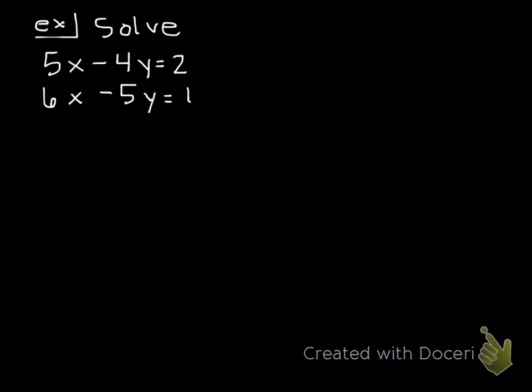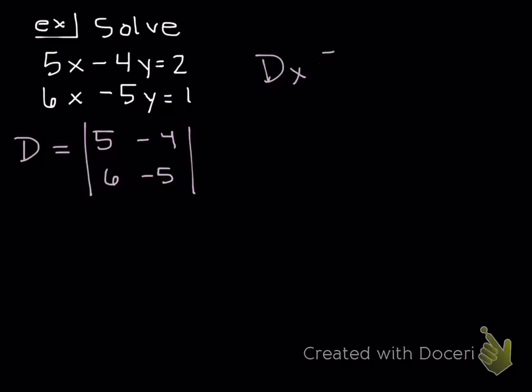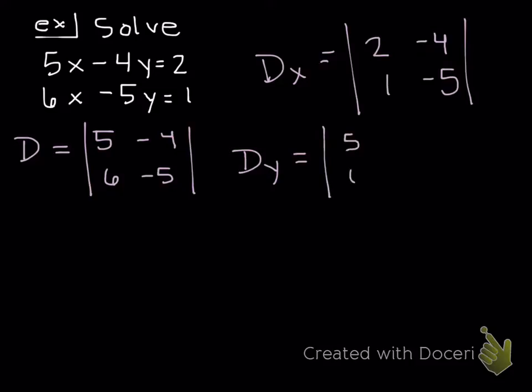So here we have 5x minus 4y equals 2, and 6x minus 5y equals 1. So my D matrix is going to be 5, negative 4, 6, negative 5. DX matrix. So remember, we put the answers in the X spot. There's 2, 1, and the Y's stay. My DY matrix, we put the answers in the Y spot.